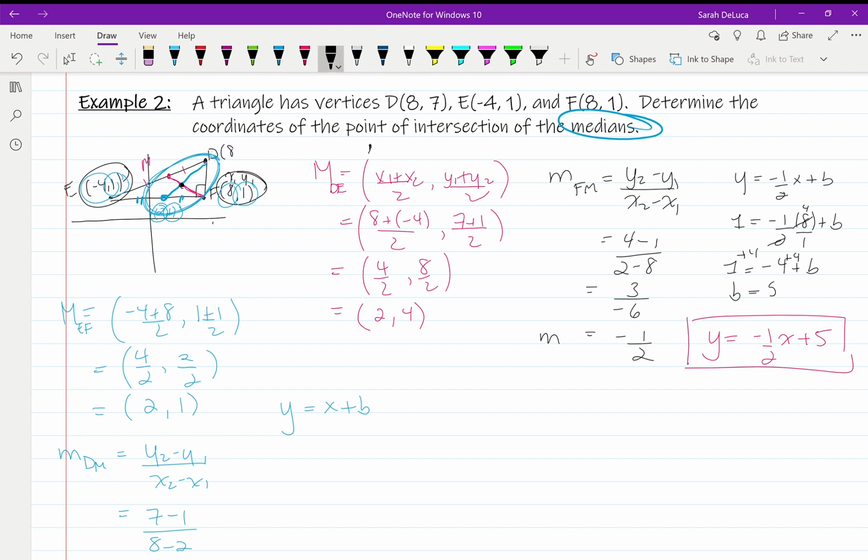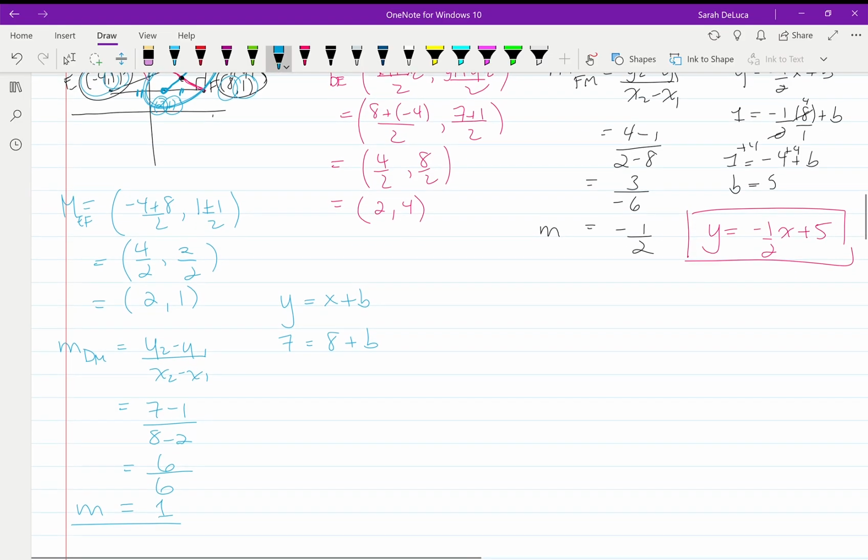So 8 and 7. The 7 is the y value and the 8 is the x value. Subtract 8 from both sides. b is equal to negative 1. So therefore the equation of this line is y equals x minus 1.